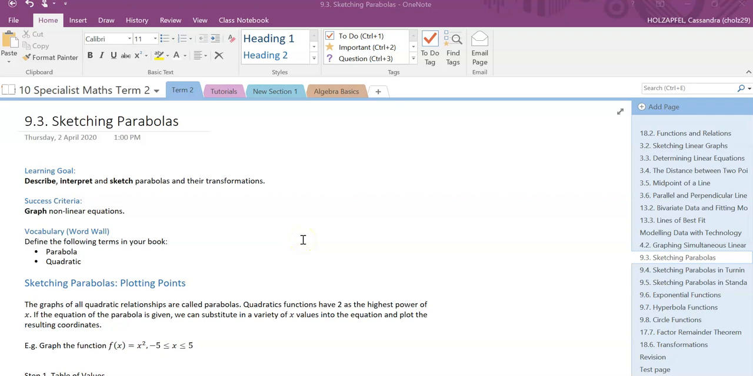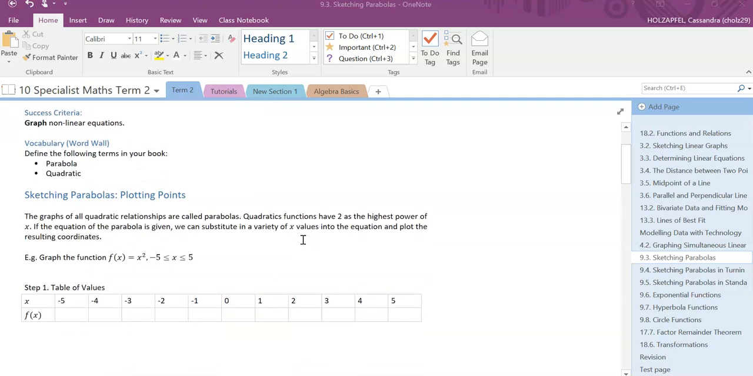Hi guys, welcome back. So today we are going to be looking at sketching some parabolas. We're going to describe, interpret and sketch parabolas and some of their transformations. In this video we are going to have a look at sketching parabolas by substitution. So we're substituting values into a function. We're going to get a table of values and then we're going to plot those values on a Cartesian plane.